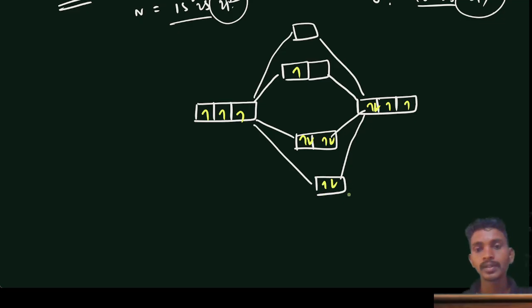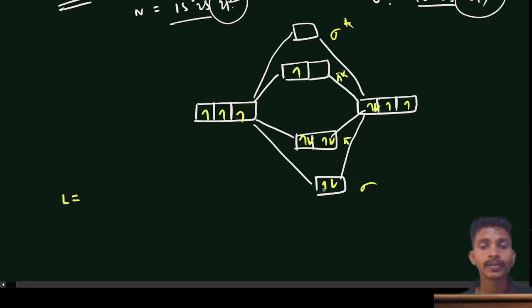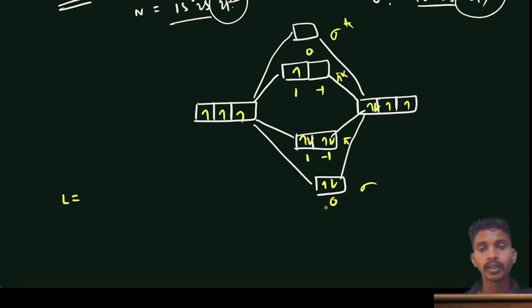Okay, so this is sigma, this is pi, this is pi star, this is sigma star. Okay, so here what electrons are there. So first we will calculate the L values. So for L values, see, this is 0, this is 1, this is minus 1, and this is 1, this is minus 1, and this is 0. So L value we can calculate.